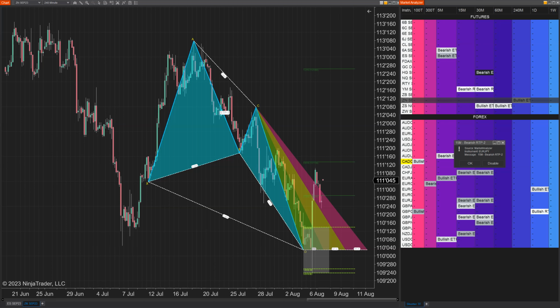I'm going to cover 5 unique ways that we use our XABCD Pattern Scanner beyond just your conventional alerting.